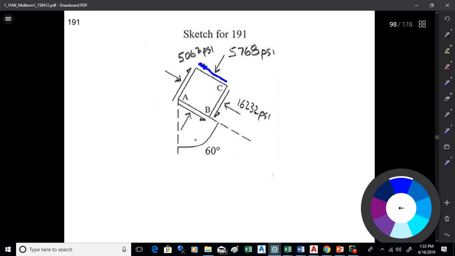5062, so positive would rotate that element counterclockwise. That would be the case for either of these. They both rotate counterclockwise. The 90 degree planes from that plane BC would be negative. Same magnitude though, 5062. So do include a sketch on your homework there, when you turn it in.